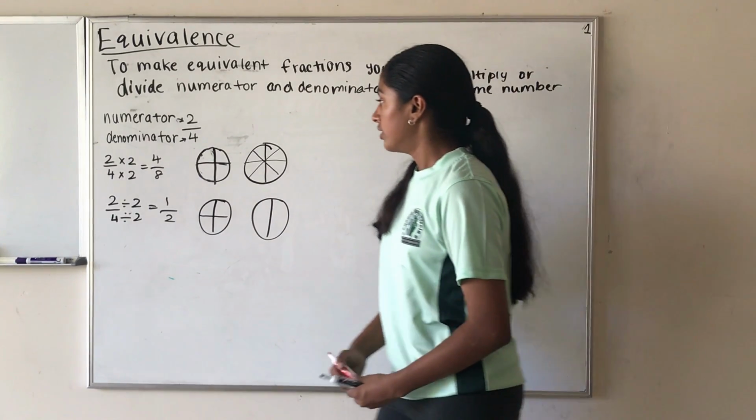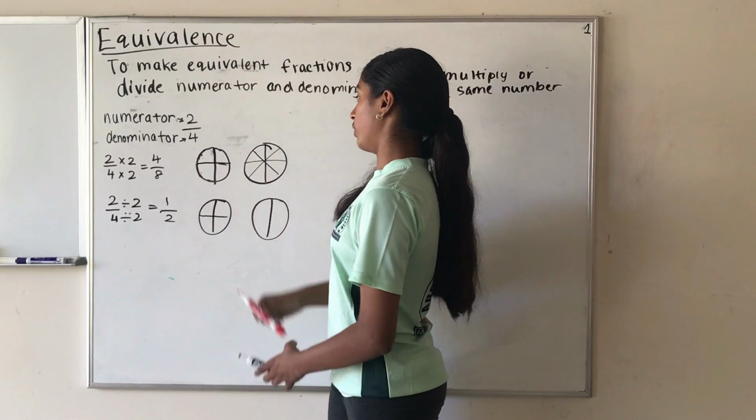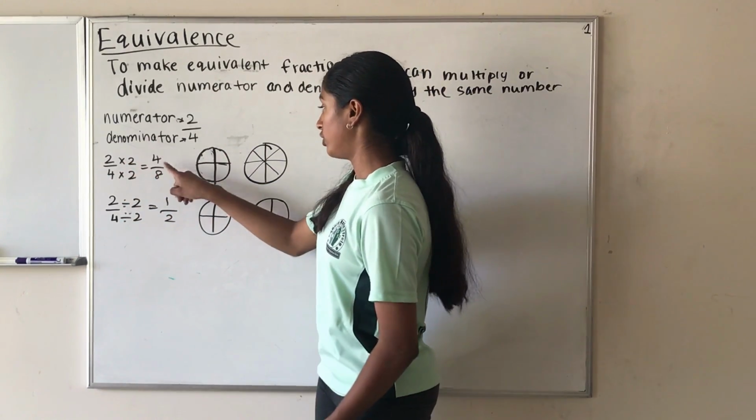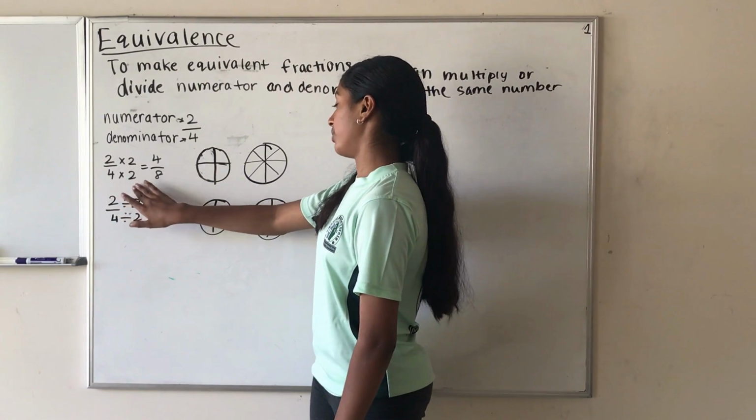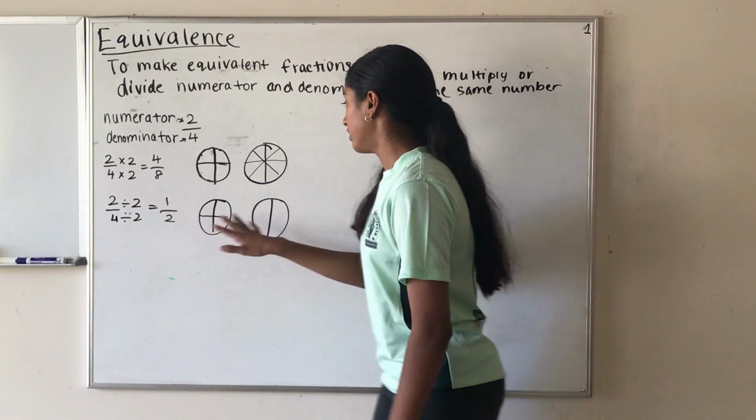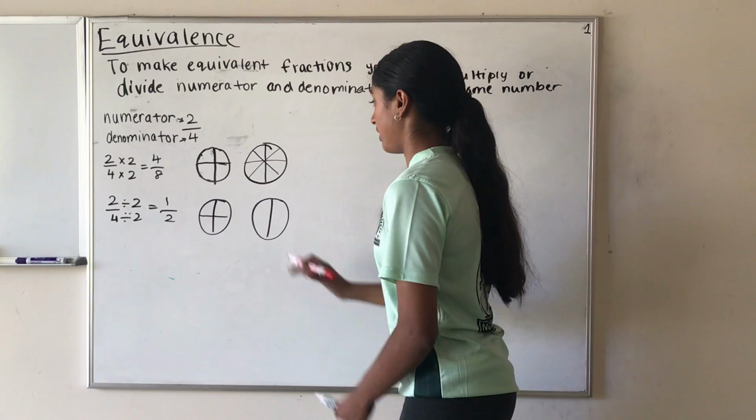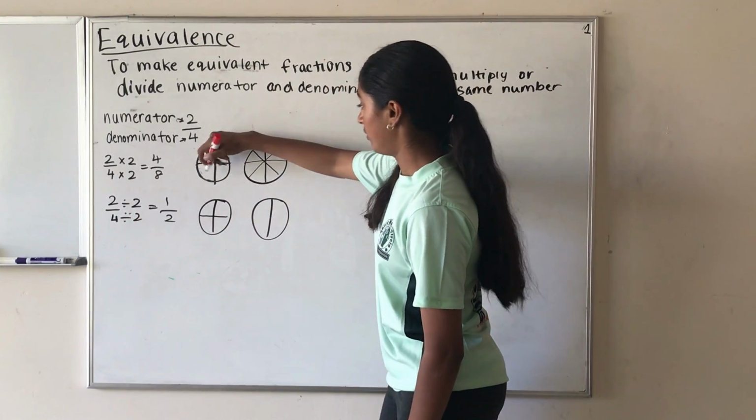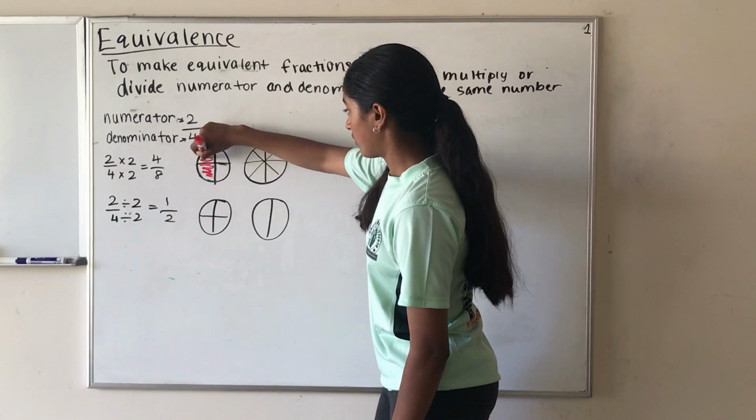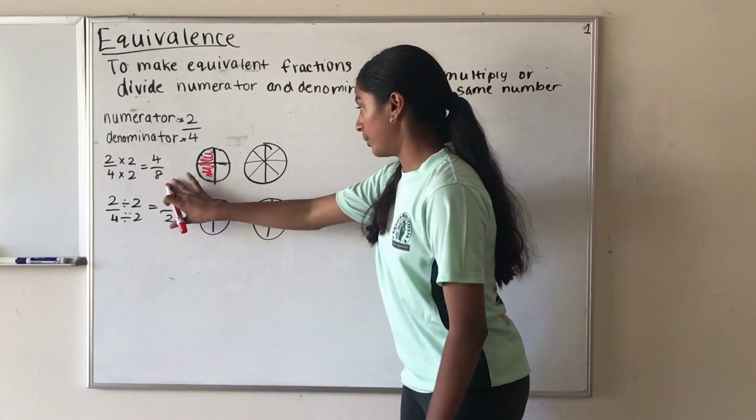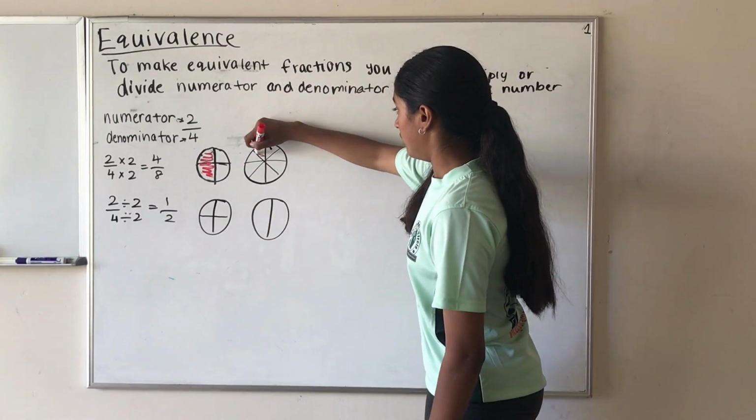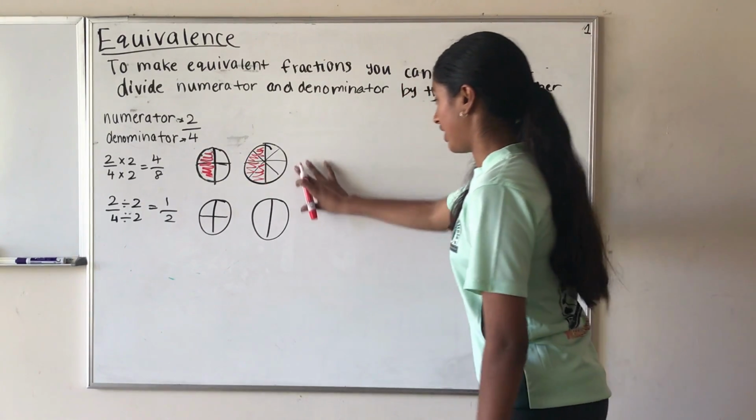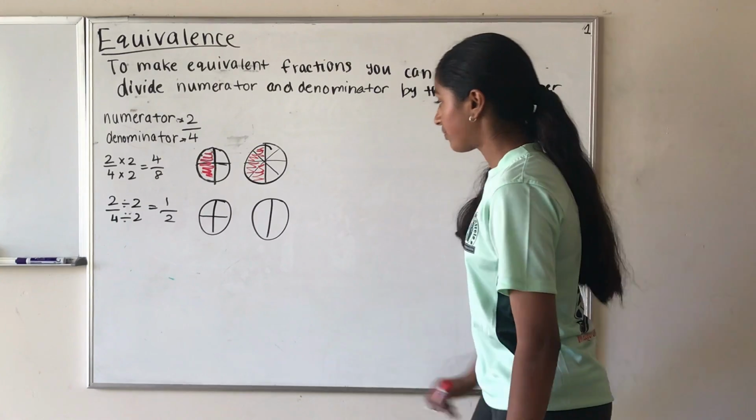So in this fraction, 2 over 4, if you multiplied the numerator by 2, 2 times 2 is 4, and the denominator by 2, 4 times 2 is 8, your fractions will be the same. So 2 by 4 in the diagram would be half of the circle, and 4 by 8 would be half the diagram. So it's the same fraction.